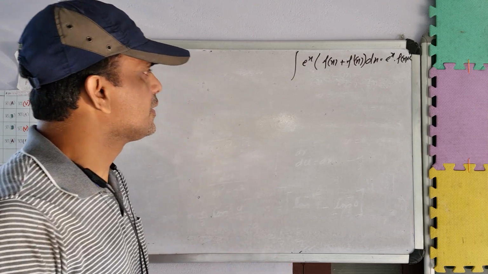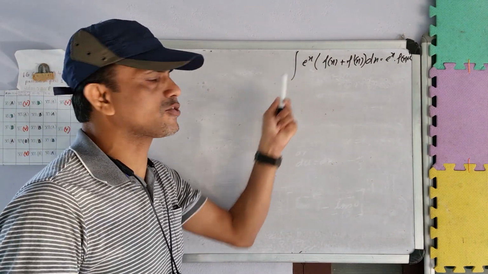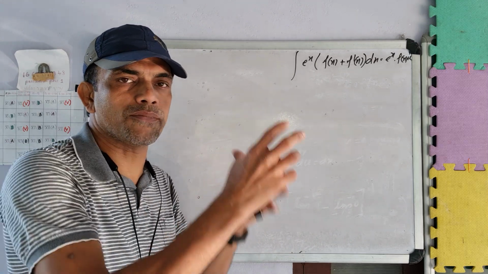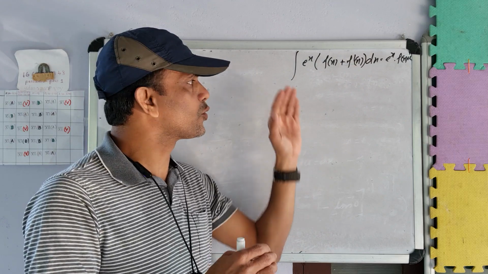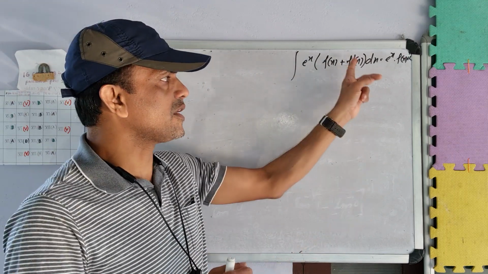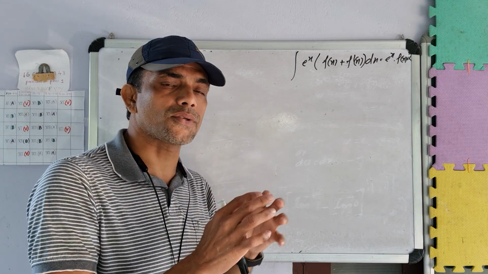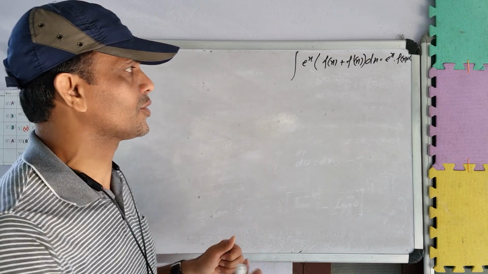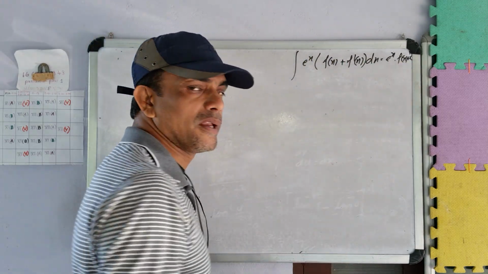It's a product, and in the product, the first function is e raised to x, and the second function is a sum: the sum of a function and its derivative. So f of x is a function, while f dash of x is the derivative of this function. In such cases, there is no need of integration. Instead, you can write e raised to x times the function as the answer.